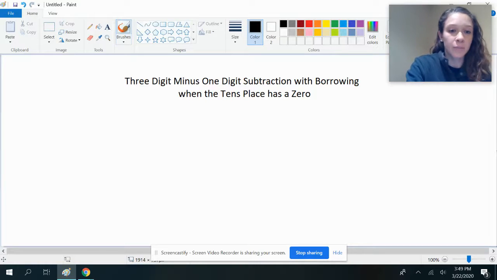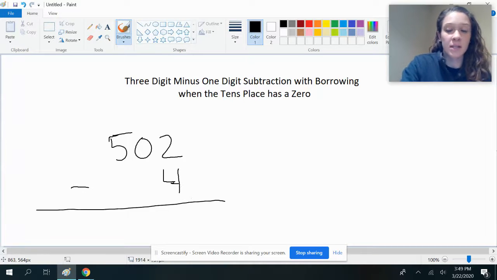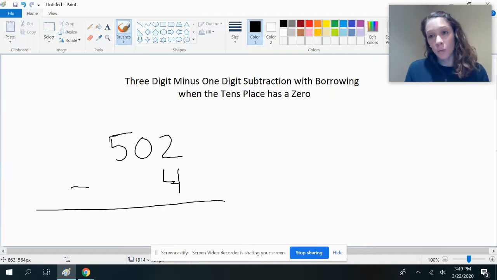We are going to start by doing 502, see how there's a 0 in the tens place, minus 4. And see how I'm lining up that 4 in the ones place because it's just a 1-digit number. Okay, so we know we always start with the ones place. So I'm first going to figure out if I can do 2 take away 4.